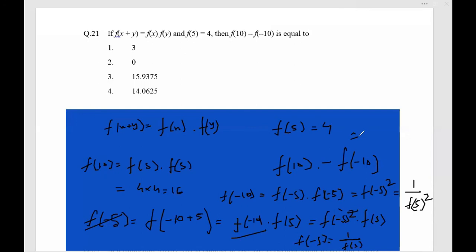So this value is now f(10) is 16, f(minus 10) is 1 by 16, because f(5) is 4. So 16 minus 1 by 16, value must be less than 16, more than 15. Okay.